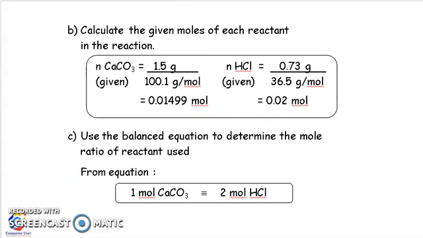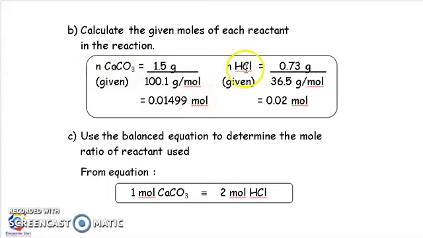Next, we need to calculate the given mole of each reactant in the reaction. According to the question, 1.5 gram of calcium carbonate is given, so we divide 1.5 gram by the molar mass of calcium carbonate, which is 100.1 gram per mole, so we get 0.011499 mole.